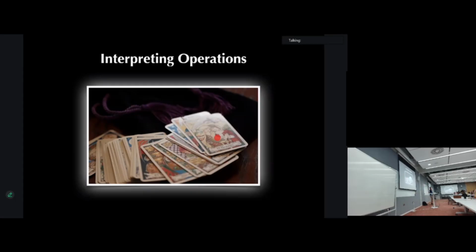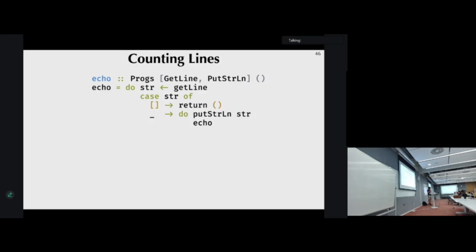Okay, so, right, interpreting operations. Where are we in the story? We've arrived at the point where we want to talk about effect handlers and know what they are. And so, here is a program. It's in Haskell, sorry, surprise, surprise.